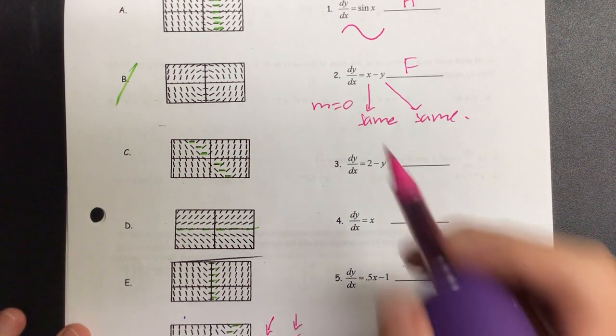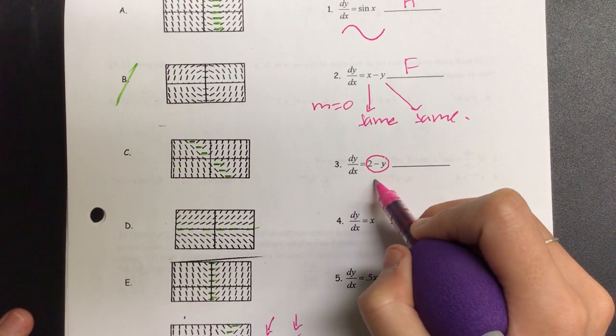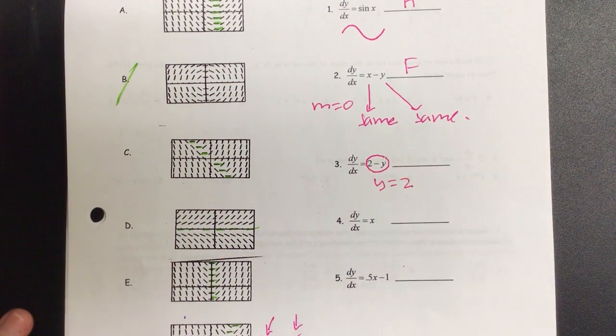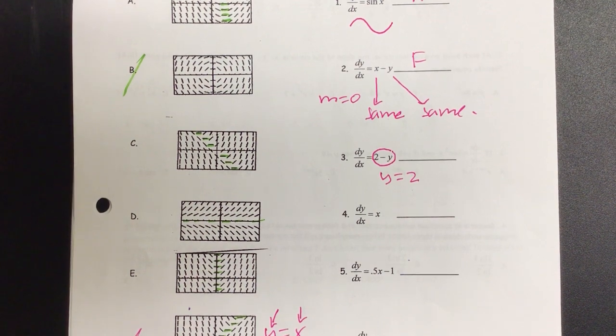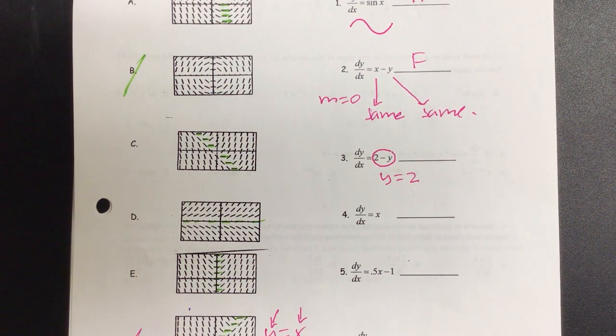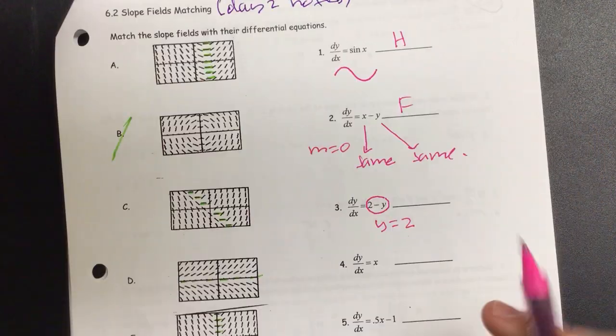Okay, on number 2, my goal is to make this slope into a 0. So what must be my y then? 2. So I'm looking for y equals 2. Which one has y is equal to 2? G, do we agree on that? Okay. G.